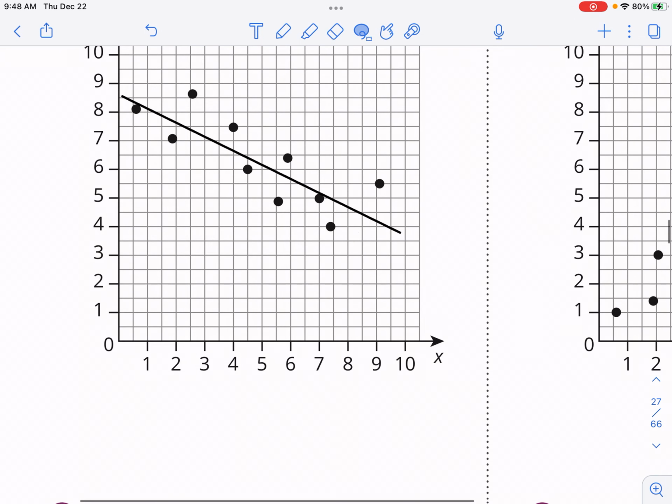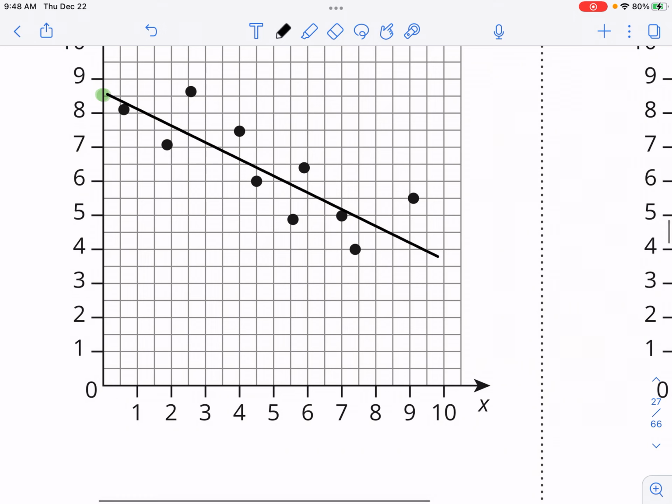So for this, the y-intercept is roughly about 8.5. But let's figure out our slope. So for the slope of this, instead of using the slope formula, why don't I use just rise over run? Let me find a point that might be good. Maybe not one of these black points, but maybe I could choose this point right here that I'm connecting. Let me find the slope from here to here, and then from here to here.